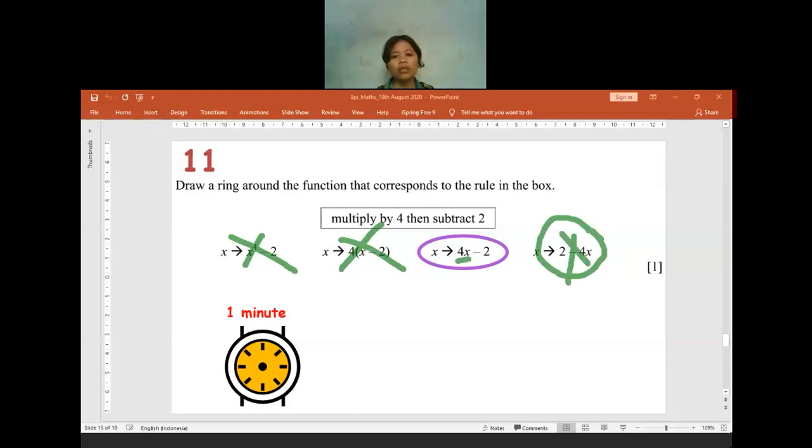Is there anyone else having any question or getting confused so far? Yes, question 10 is 1 mark. Question 10 is 1 mark. Is there anyone else having any question for question 11? Okay. No question? Yeah, if you are correct, you get 1 mark. For question 11, also 1 mark. Question 10, 1 mark. No question? Okay. If you have no question, I will move to question 12.